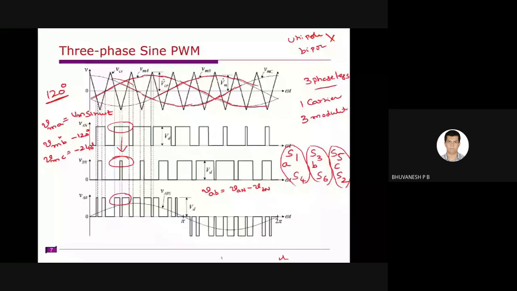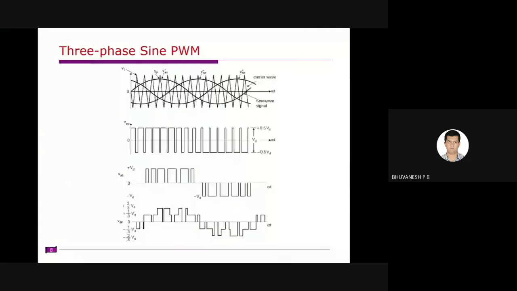So you require three modulating signals, right? The same thing.